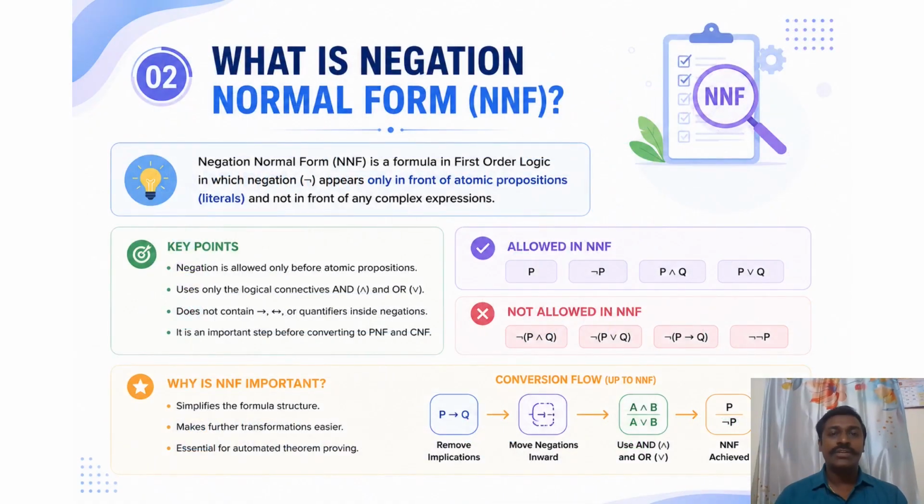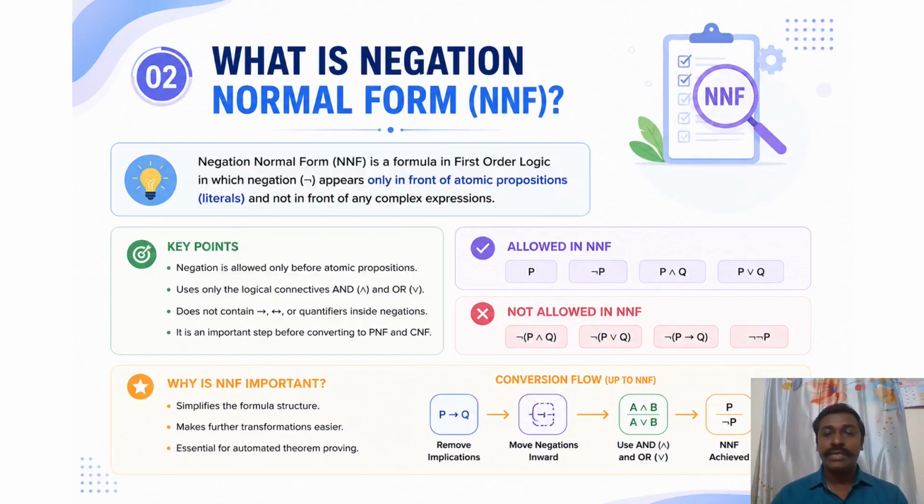What is negation normal form? A negation normal form is a formula in first order logic in which negation appears only in front of atomic propositions, that is literals, not in front of any complex expressions. So here we must note negation is allowed only before atomic propositions and uses only the logical connectives AND, OR. It does not contain any implications, biconditionals, or quantifiers inside negations.